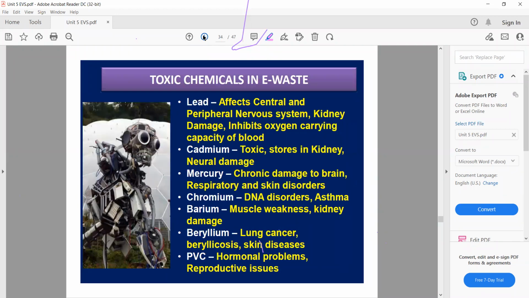Toxic chemicals in e-waste. What are the toxic chemicals there? At least some you will have to know. Lead, cadmium, chromium and their effect. Lead affects the central nervous system, the peripheral nervous system, vital organs in our body. Okay. Cadmium also, see, they cause damage to kidneys, both lead, cadmium, all these. So these things you will have to remember.